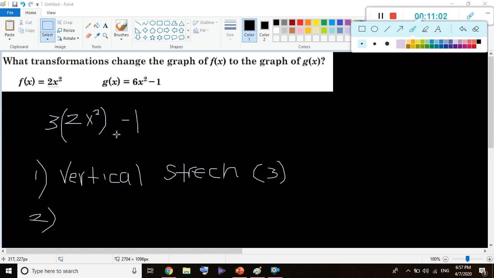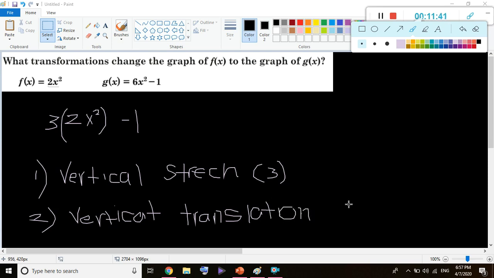The second thing we had here is subtracting 1. Here the subtraction is outside the bracket, so is it a vertical or horizontal transformation? The subtracting that we have is outside the bracket, so it's going to be a vertical transformation. Because it's negative, it's a vertical transformation 1 unit down. So again, vertical translation, one unit down, right?